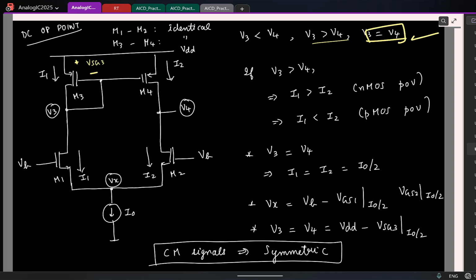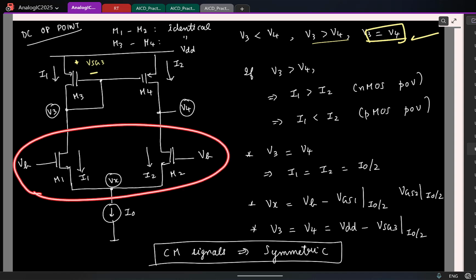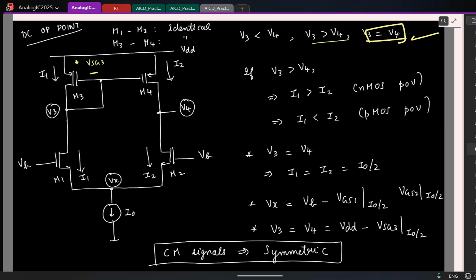And in particular, can you tell me what kind of biasing is being done for the transistors here? Is it constant voltage or constant current? Constant current. Why? Yeah, of course, I have a current source sitting here trying to bias it at a constant current, right? So which means we saw that.